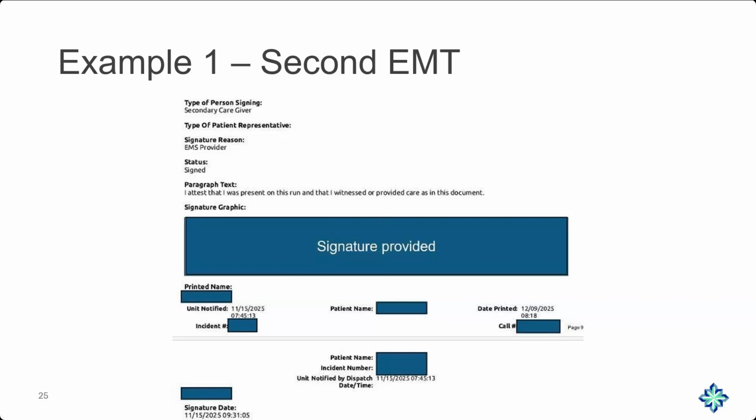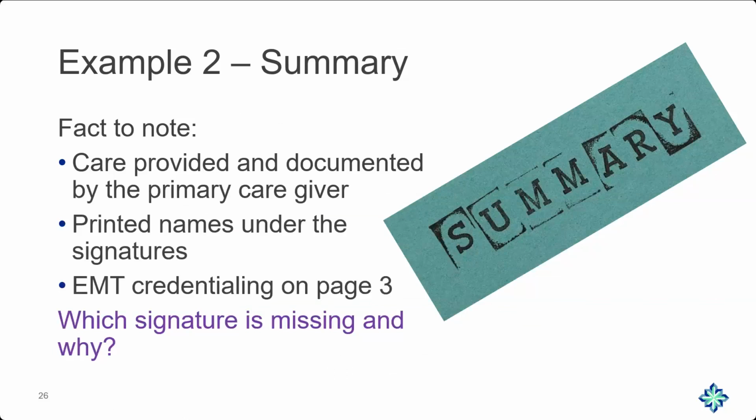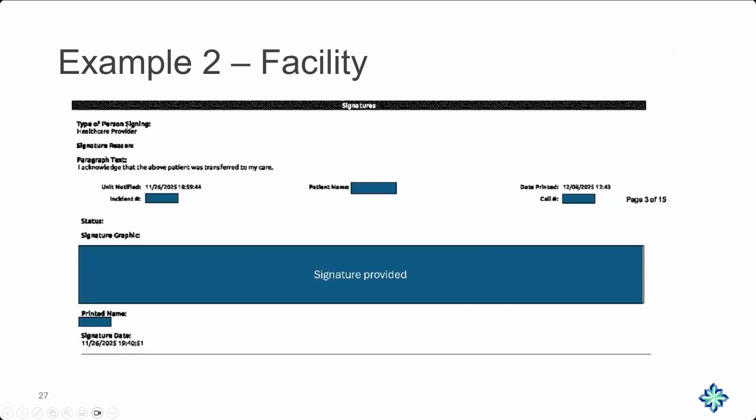All right. We're going to move on to example number 2. Fact: care provided and documented by the primary caregiver, great. Printed names are used under the signatures. EMT credentialing is on page 3. What we're looking for is which signature is missing and why. That's the question we're going to ask. So let's go on. First, this is the type of person signing. It's a healthcare provider. I acknowledge the above patient was transferred. Facility, who got them? That's all we're looking at. Yep, we got all that information.